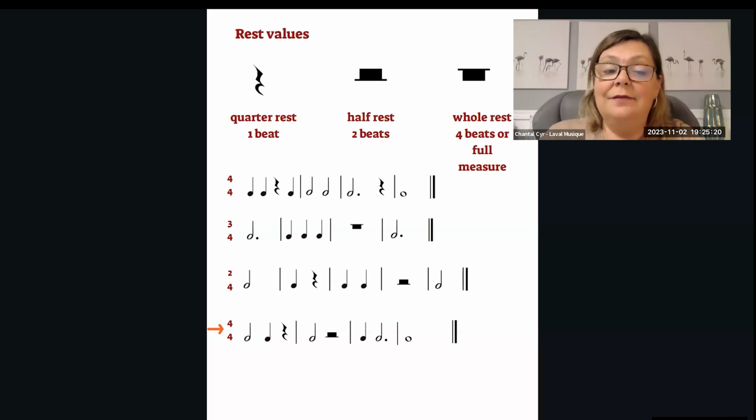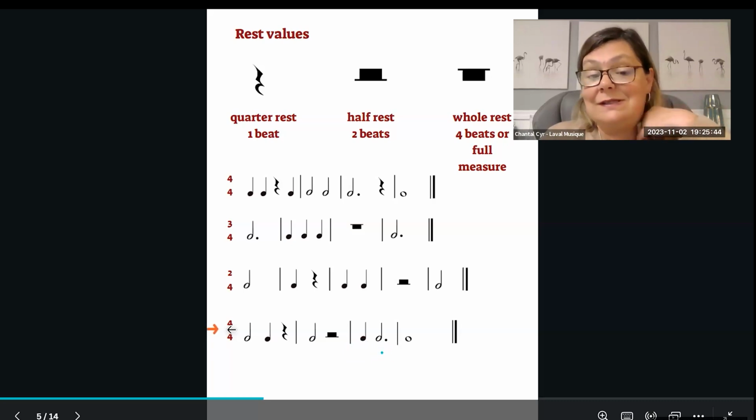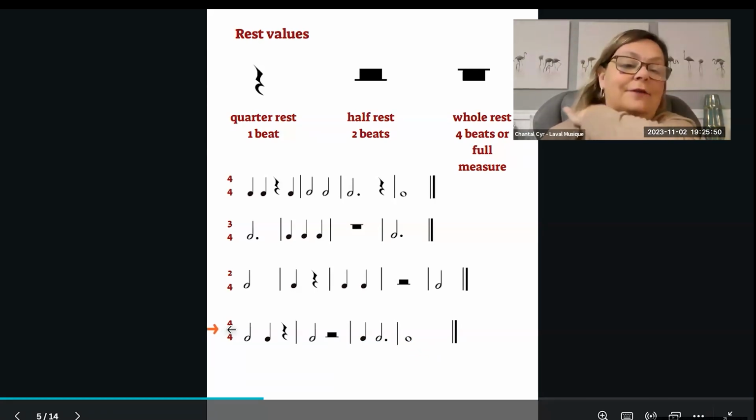So bottom line, the top number is a 4. So we're going to have 4 beats in each measure. Let's review again. Half note is 2. Quarter note is 1. The quarter rest is 1. So 2 plus 1 plus 1, we've got 4. Half note is 2. Half rest is 2. 2 plus 2 makes 4. Then the dotted half note is 3, and 3 plus 1, we've got our 4. And our whole note, which is 4. So here we go. Let's go after 4.